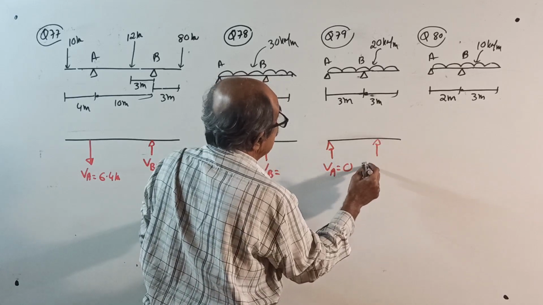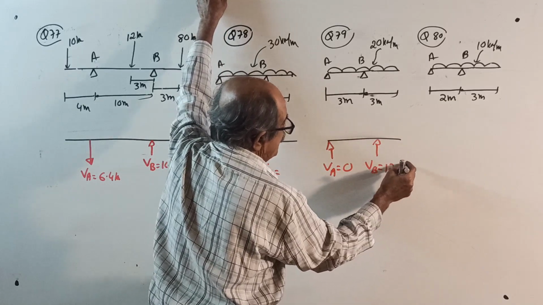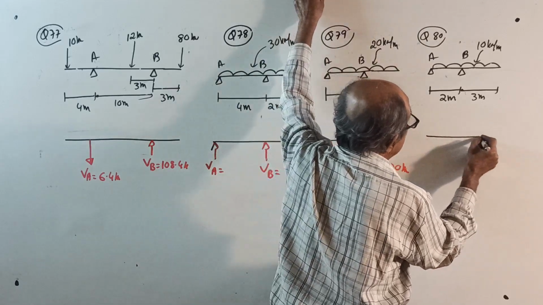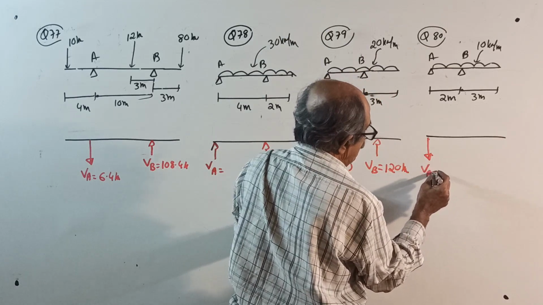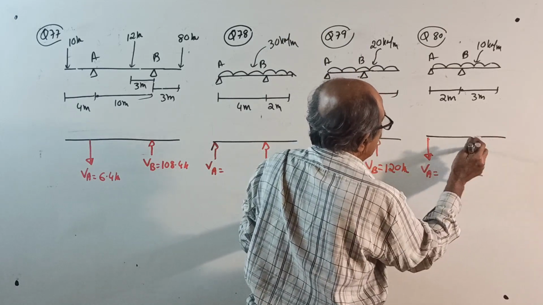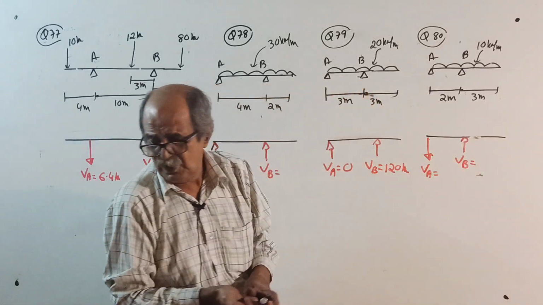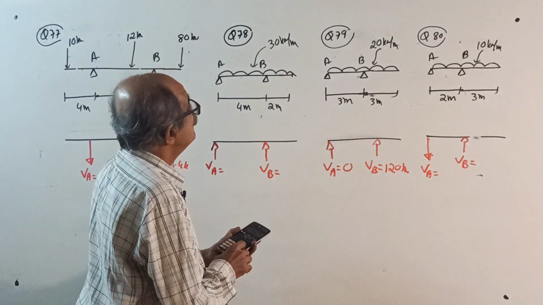I am not calculating. See, I wrote the direct answer. That I will calculate. I know VA will come down and VB will come up. The question is set that way. See, the question is set for that reason. So that's why this I don't have to calculate.